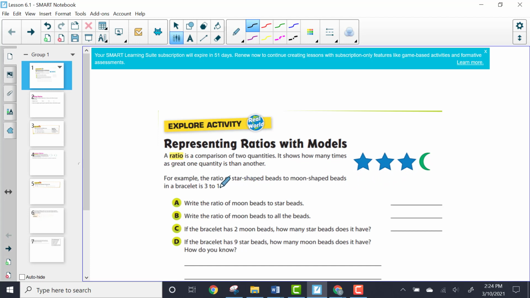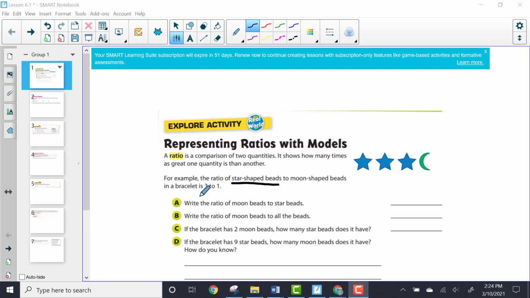And it's important whenever you're writing ratios that you write them in order. So star-shaped beads started first, so that's going to be 3. Moon-shaped beads is the next one, so it has to be 3:1. It cannot be 1:3. That would be moon-shaped to star-shaped then.